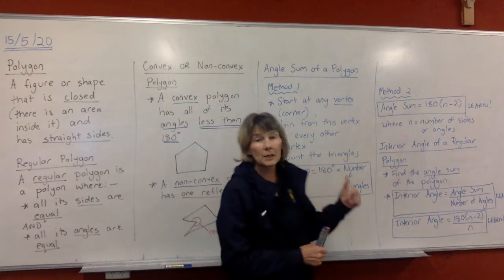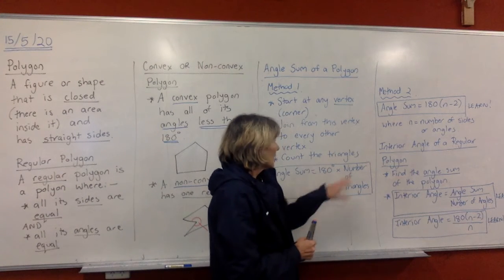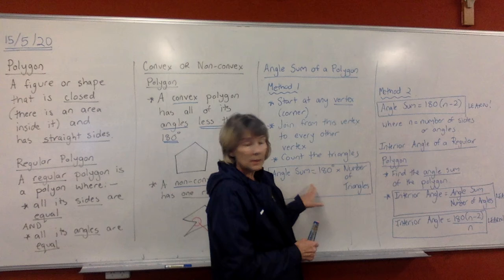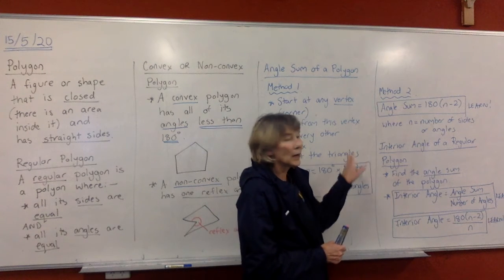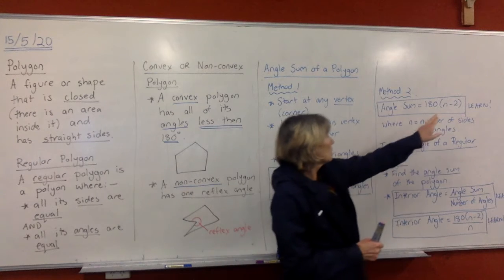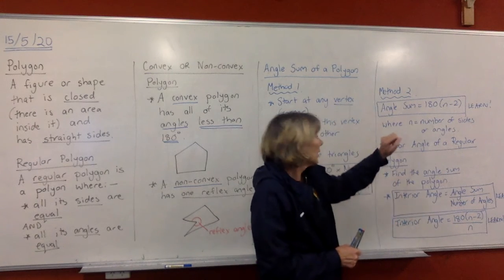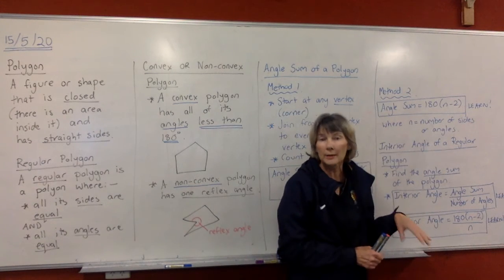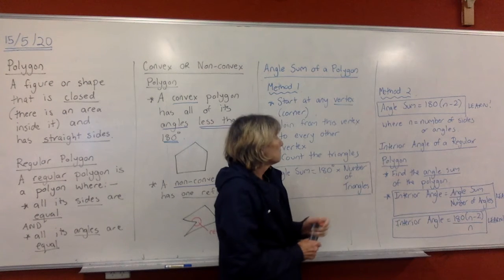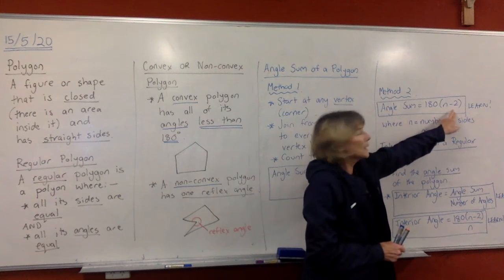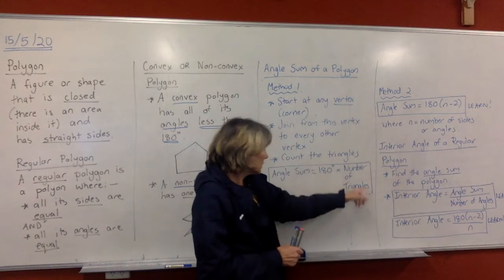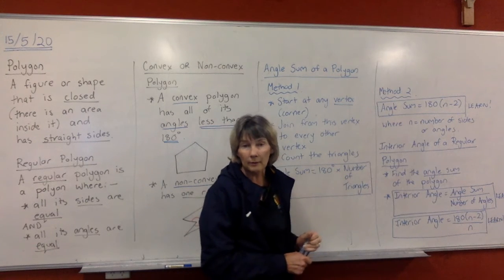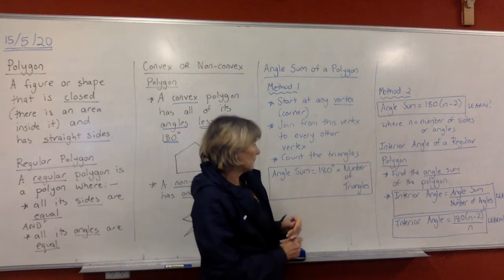The second method is to learn a formula. Our formula looks a little bit like this. It starts with angle sum equals 180. Now the number of triangles we put as n minus 2, and n represents the number of sides or angles in the shape. So really what it's saying is that if you get the number of sides or angles and take away 2, that's the number of triangles you're going to have, and we'll see that ourselves in a minute.